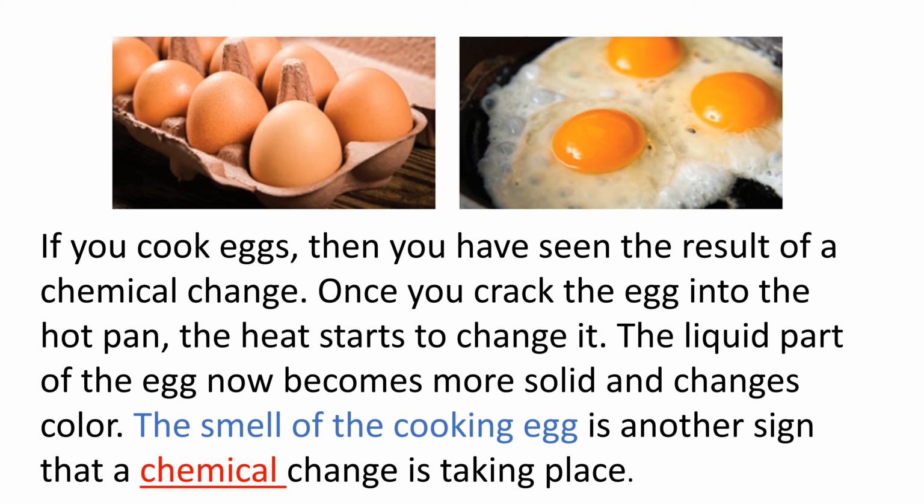If you cook eggs, then you have seen the result of a chemical change. Why? Once you crack the egg into the hot pan, the heat starts to change it. The liquid part of the egg becomes more solid and changes in color. Look, it becomes harder, solid, and there is a change in color. And the smell of the cooking is another sign that a chemical change is taking place.